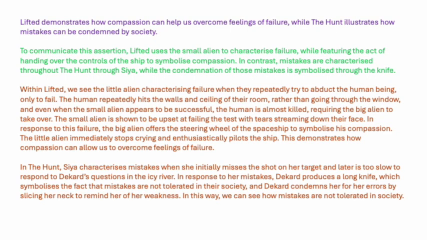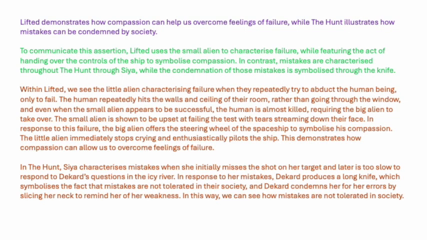You can see that I've taken a similar approach in the second section. In The Hunt, Saya characterizes mistakes when she initially misses the shot on her target and later is too slow to respond to Deckard's question in the icy river. So notice how my first question targets what I said. I said that Saya characterizes mistakes. And in this case, I've been specific about what mistakes she makes and why they're a problem.